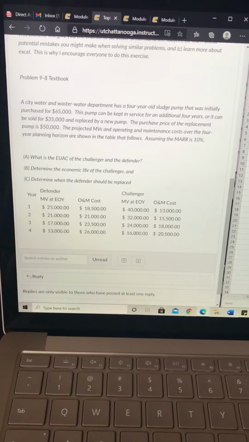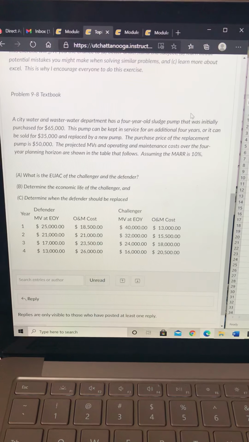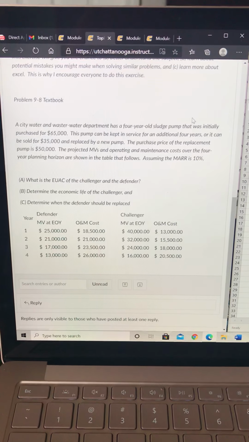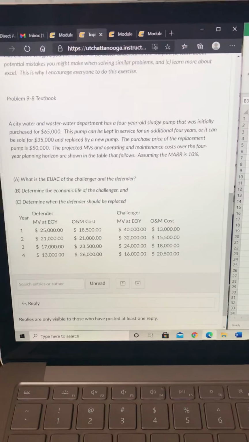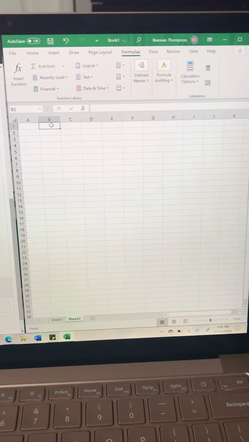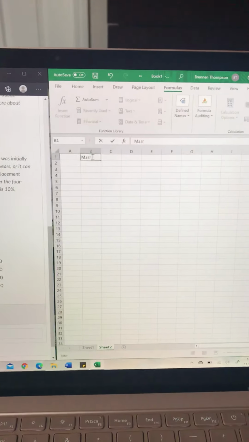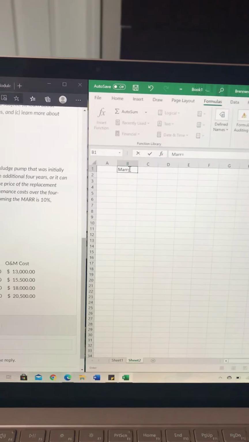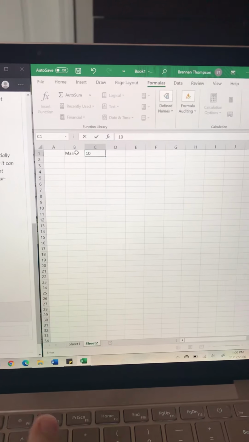Okay, so in this video, we're going to be working out discussion 13, problem 9 in the textbook. This is the problem that we're given. So I'll go ahead and write down some of the givens. We're given a molar value of 10%.